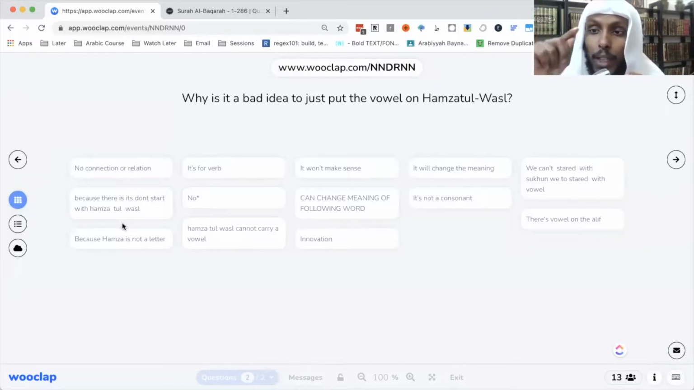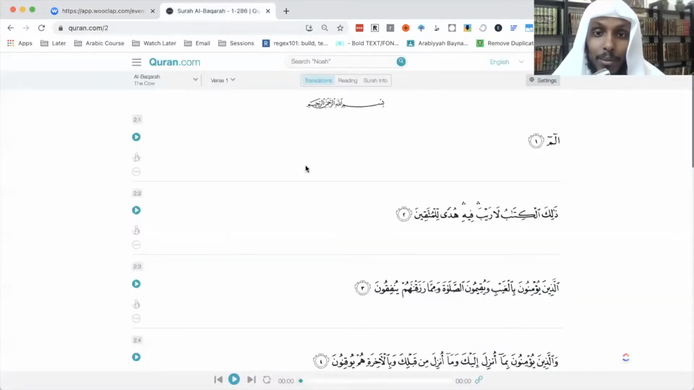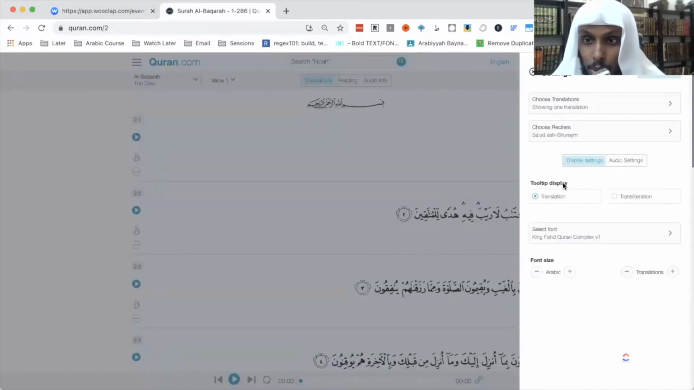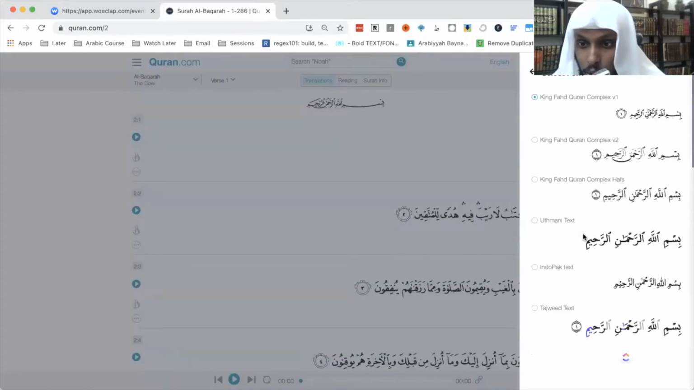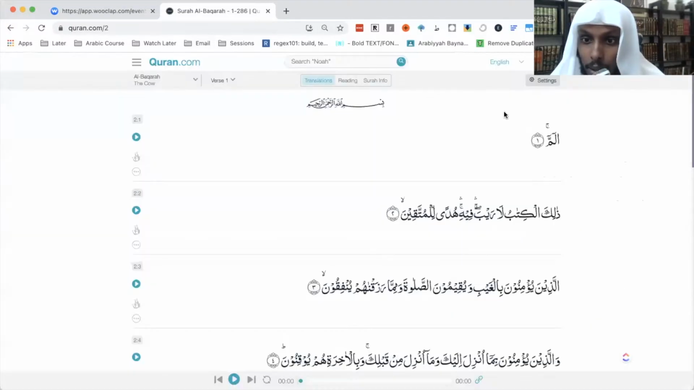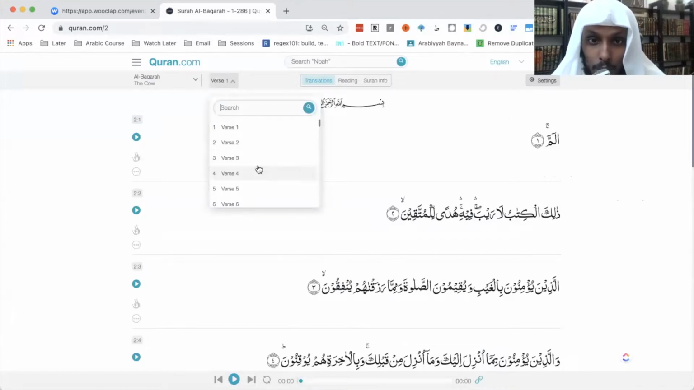So when you put a fatha on it, to try and make it easy for those that want to start on Hamzatul Wasl, you are actually messing things up for the one that wants to connect it, because he's going to end up pronouncing the fatha. I'll give you an example. Let's see. First, let's go to settings. Change it to Indo-Pak.